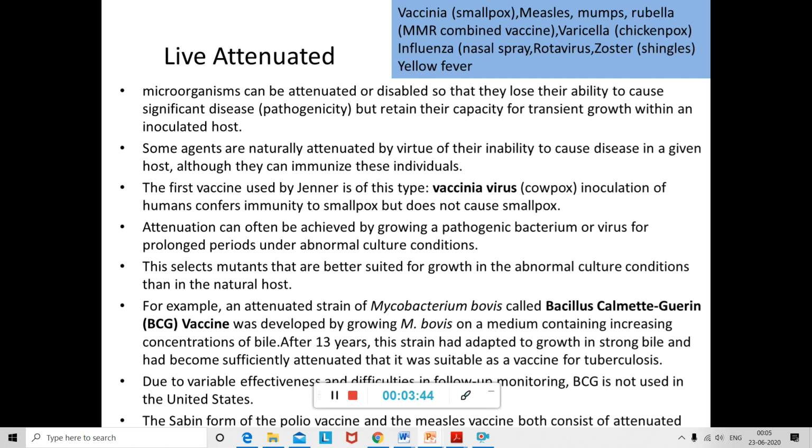Okay, and some of these vaccines which we have developed are vaccinia, the smallpox vaccine; measles, mumps, rubella, the MMR vaccine, which is given as a combined vaccine; then varicella for chickenpox; influenza, which we have as nasal sprays; then you have yellow fever virus, zoster virus, and so on. Okay, these are all live attenuated virus vaccines.